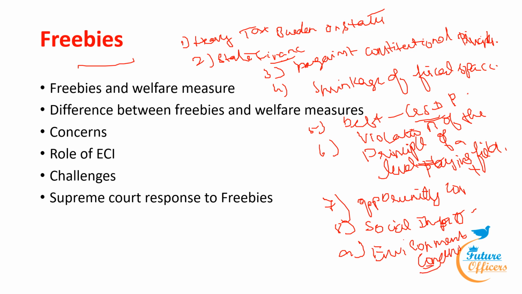Now with this, we have to know about the role of the ECI. Under Article 324, the Constitution empowers the Election Commission of India to oversee free and fair elections. It possesses the authority to suspend or withdraw the recognition of a recognized political party in cases of non-compliance with the Model Code of Conduct.